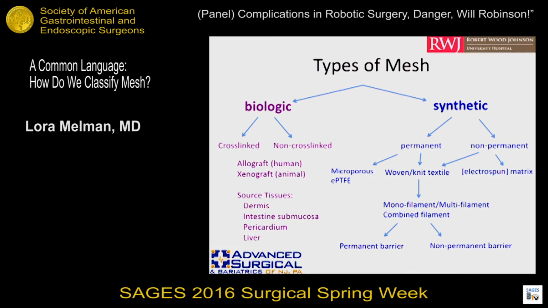And then of the permanent meshes, there's what's called a microporous or a sheet-like PTFE type of mesh. Of the textile meshes, there are monofilament and multifilament meshes. We'll go into a little bit of what that means in terms of the fiber itself. Sometimes there is more than one filament or fiber in the same weave, and then there is also the added component of a permanent or non-permanent barrier for IPOM use.